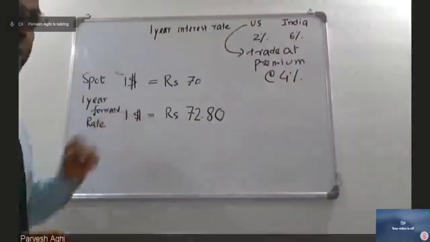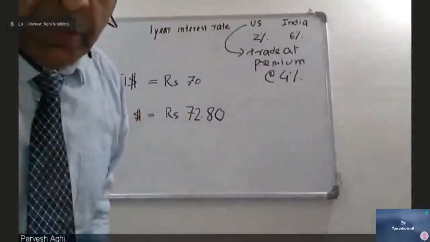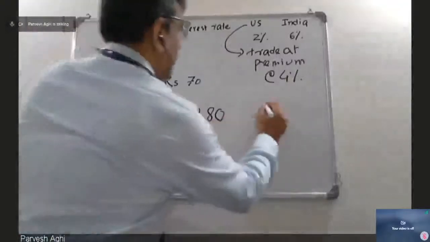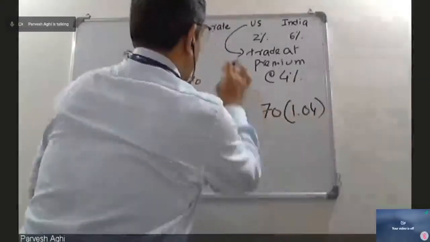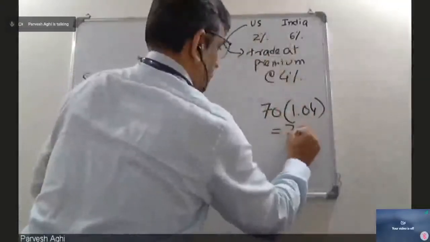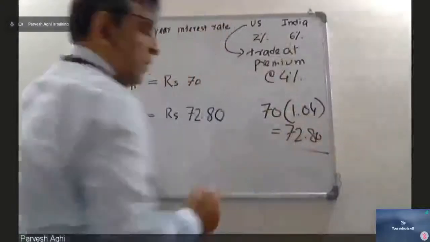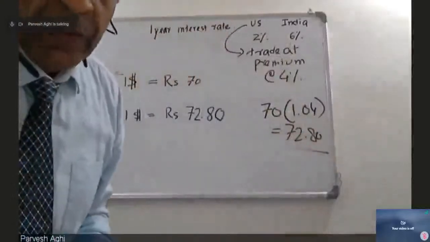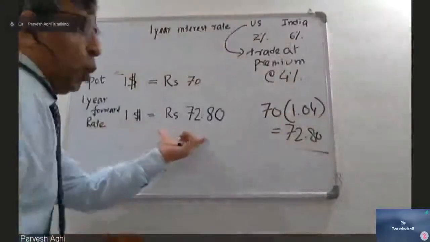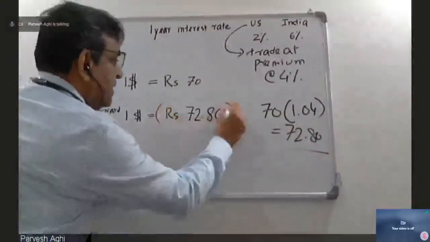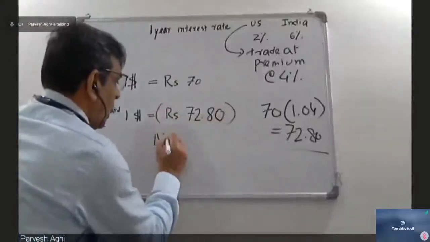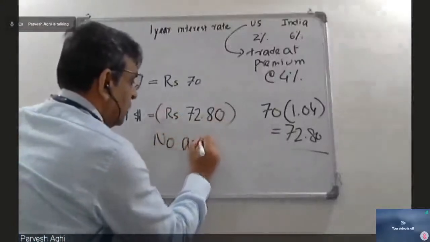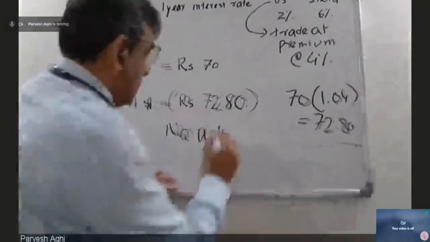So this is the rate. And how do we arrive at it? We said 70 into 1.04, the interest rate differential, and we got 72.80. So this is very simple. Now, if this is the rate given by the bank, then this is called the no arbitrage price.